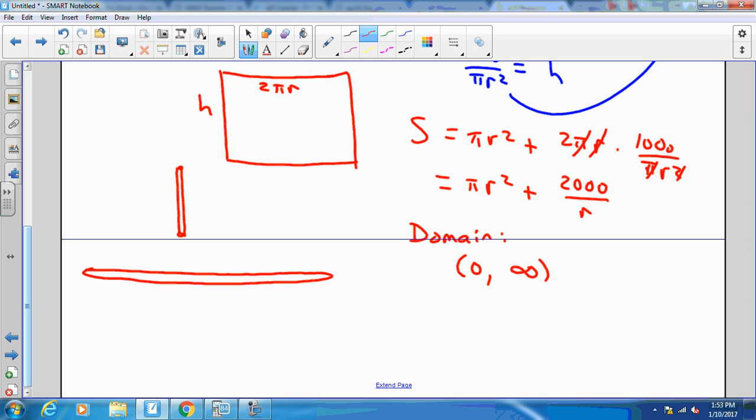All right. And here's the observation that I want to make. Because the domain is open, and also because it is unbounded, especially because it is unbounded, therefore I cannot use the critical point endpoint method. I must use f prime, the argument from the sign of f prime, because of the domain.